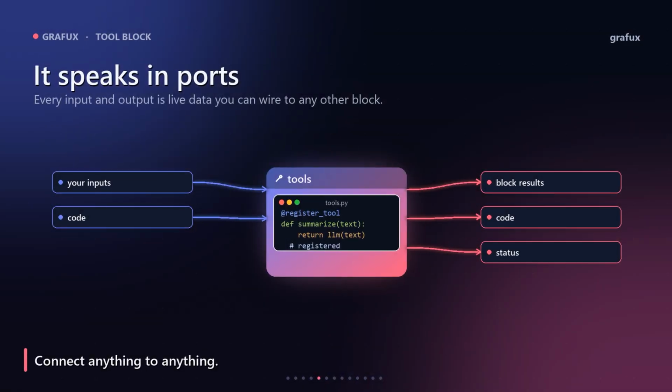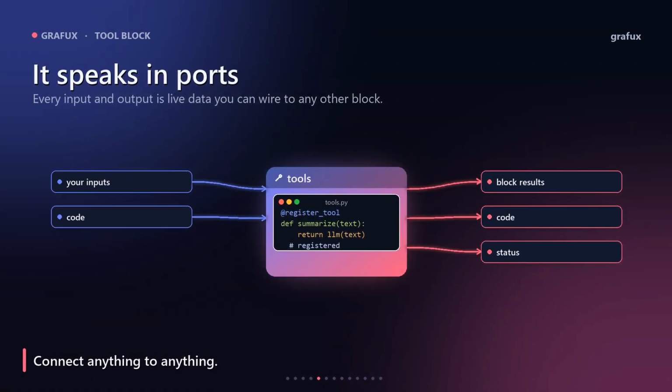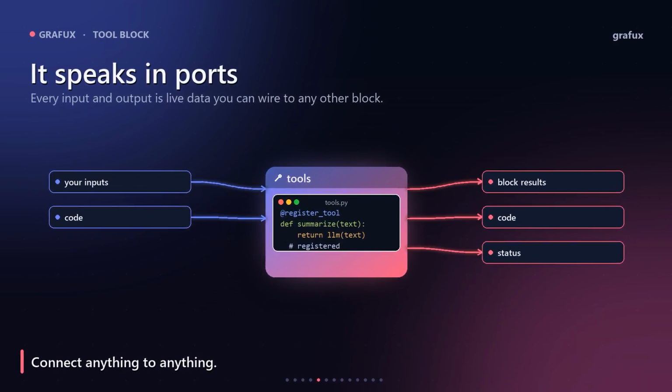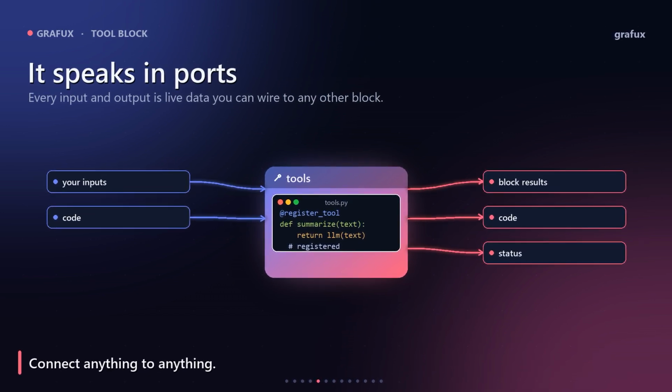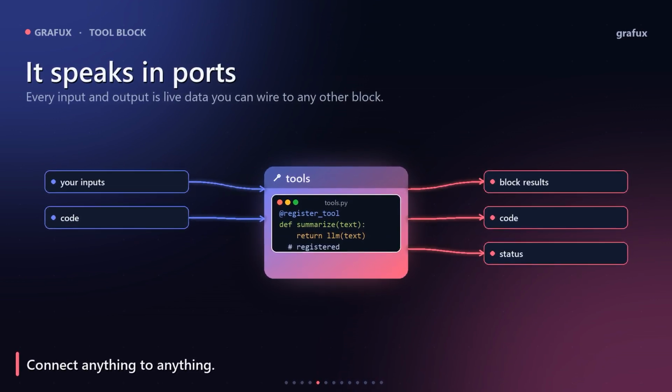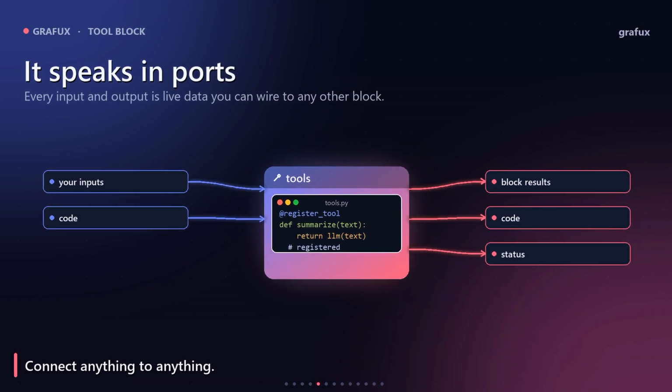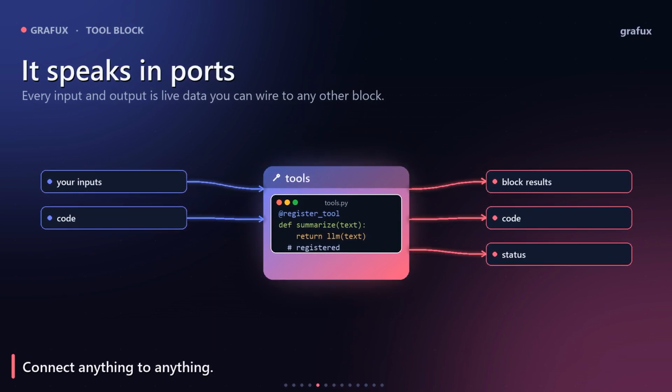Now, every block in Grafux speaks in ports. The tool block takes in your inputs and code, and gives you back block results, code, and status. And here's the magic. Every one of those is live data. Connect an output to another block, and it simply flows, updating the moment anything changes. That's the whole idea behind Grafux. Small, sharp blocks that snap together into something genuinely powerful.